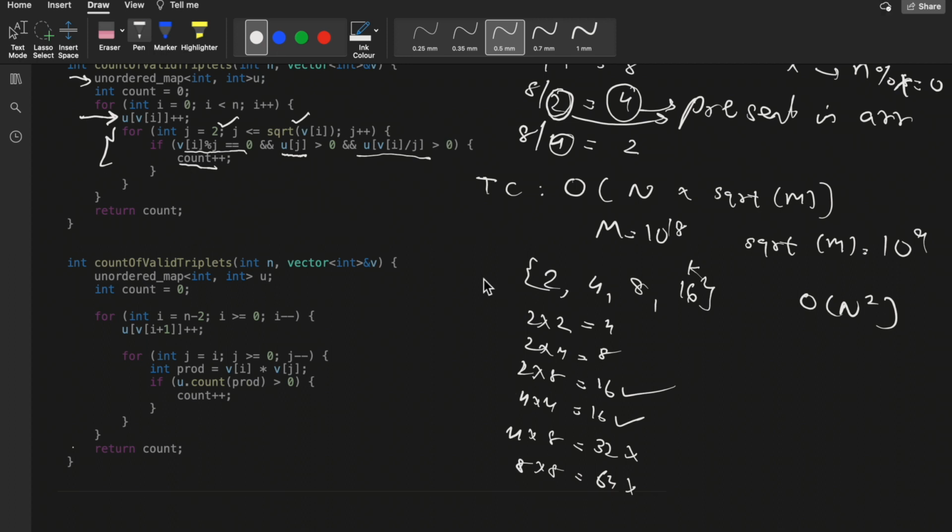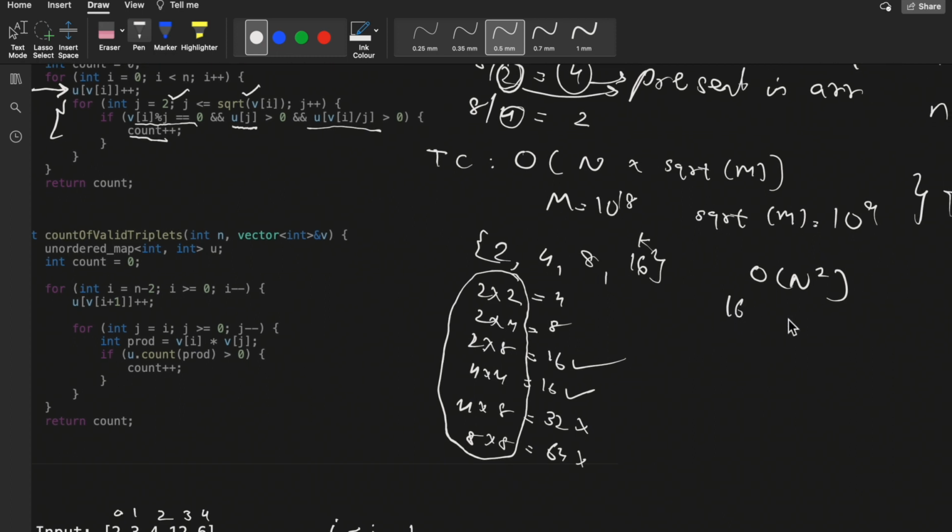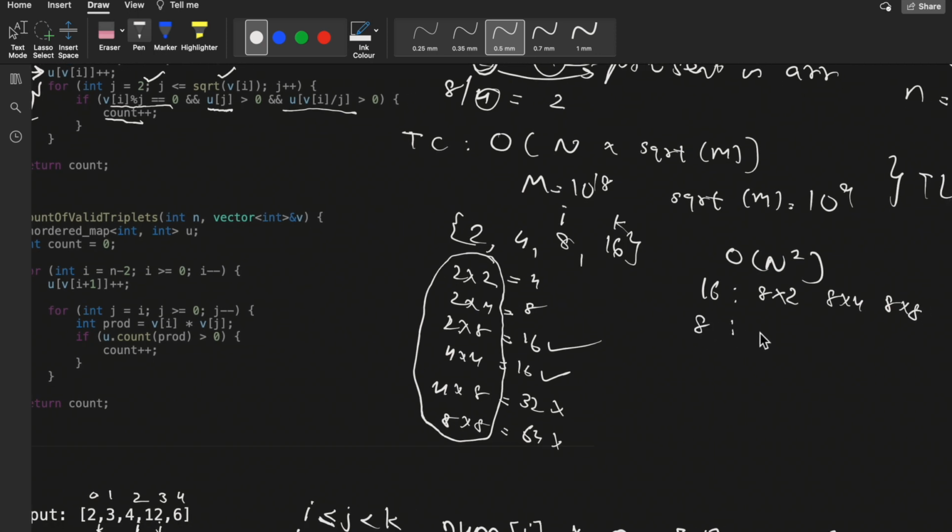We can do this. But guys, we won't do this calculation for all the numbers. Instead, we will smartly do this calculation. Because let's say when we are checking for 16, then at that time we will calculate for keeping i as 8, that is 8 into 2, 8 into 4, and 8 into 8. Now when we are checking for 8, then we will check for 4 into 4, 4 into 2, and then when checking for 4, we will only check 2 into 2.